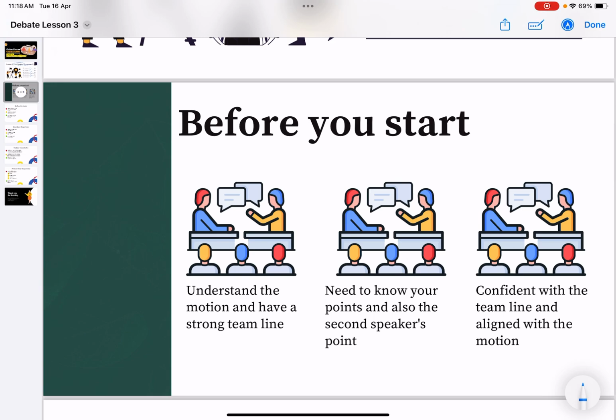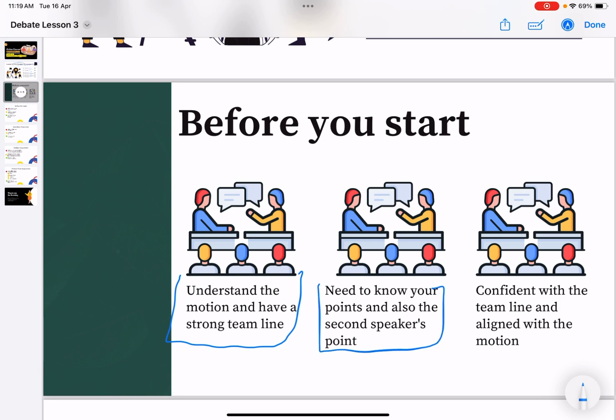Before you start, as the first speaker, you must really understand the motion, because you are said to be the prime minister, the leader of the government. You need to understand the motion, and you need to have a strong team line, because when you say your team line, you must say it with full confidence, with full gesture. You're saying, okay, this is our team line. That is the most important thing that you put out there in your debate, and you have to look confident, and you must understand the motion very, very well.